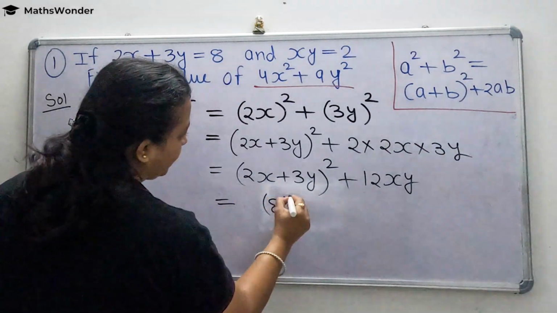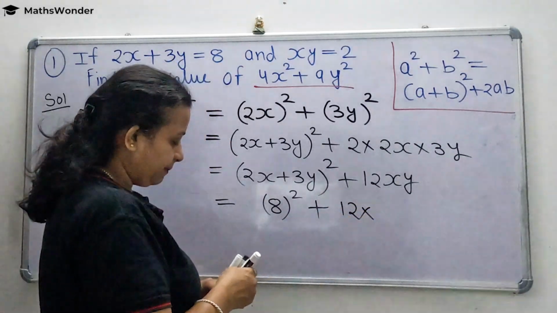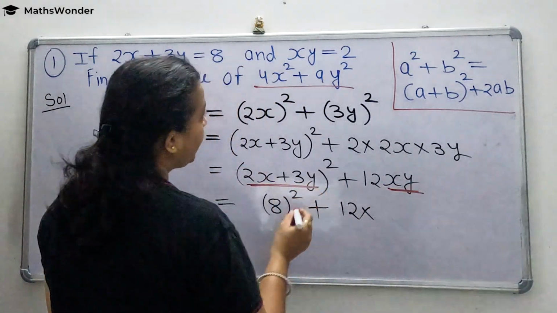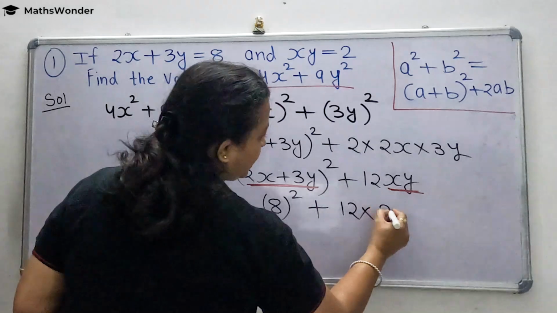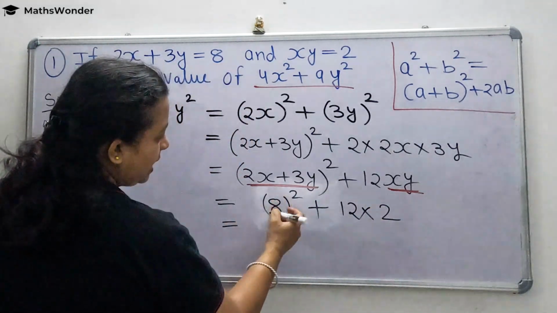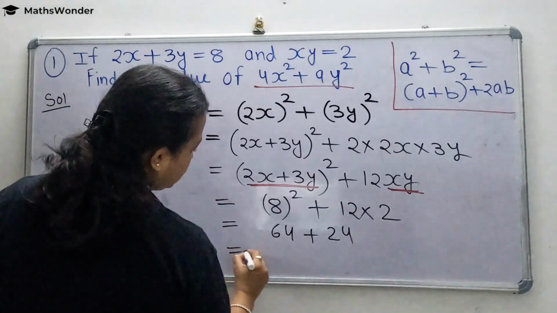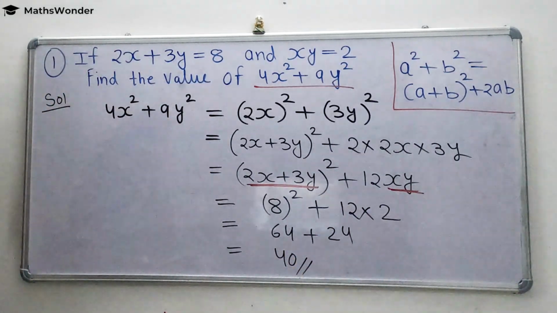So 8 square plus 12 times xy. Here we will put the value of xy. So what is the xy value? The xy value is 2. So you will write 2. So 8 times 8 is 64 plus 24. So this will become 40. So your answer is 40.